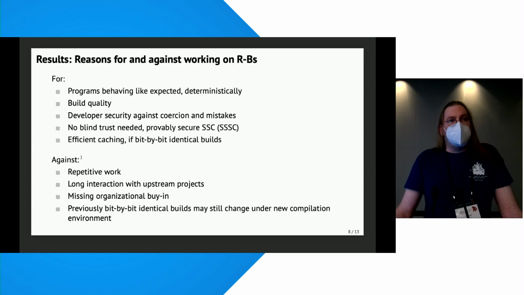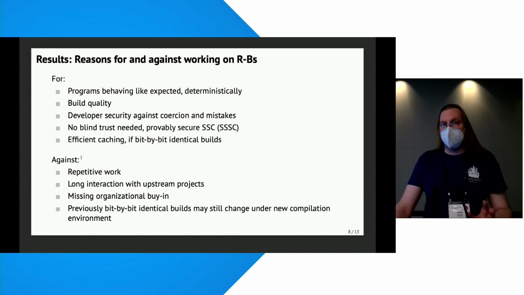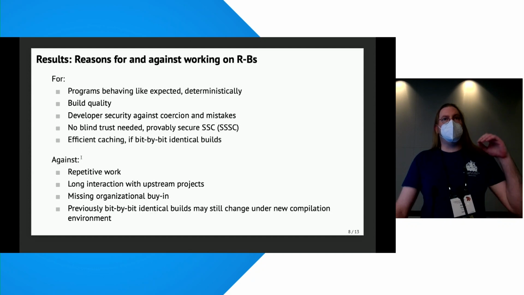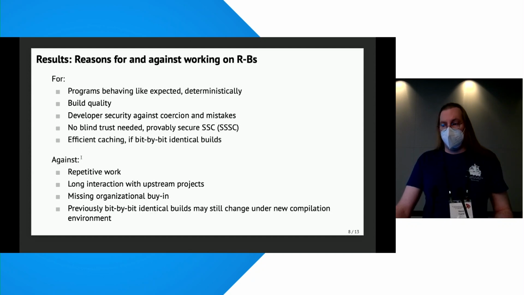So what are the results? What did we find out? Well, there are reasons for and against working on reproducible builds. The reasons for working on it, by the largest amount, is people want to have programs which work like expected, deterministic programs, programs that work like you programmed them to do. This is, for them, also an aspect of build quality, which is really hard to define. But if people see something that invalidates their assumptions, people get motivated to work a lot on this.